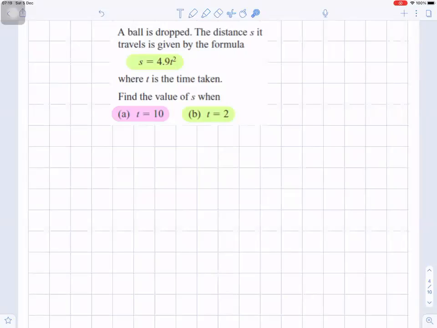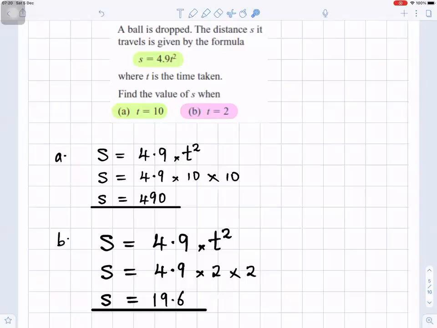A ball is dropped. The distance S it travels is given by the formula S equals 4.9 t squared, where t is the time taken. Find the value of S when t equals 10 and when t equals 2.